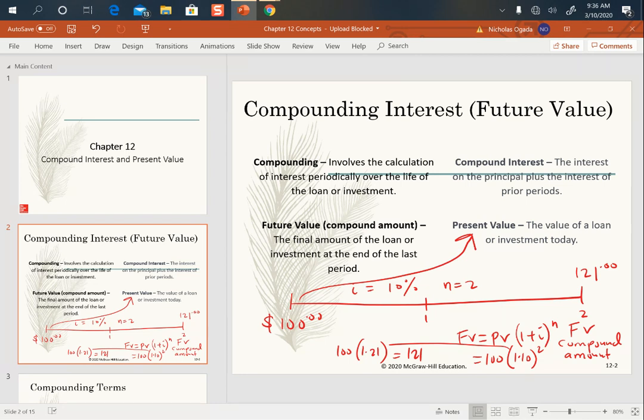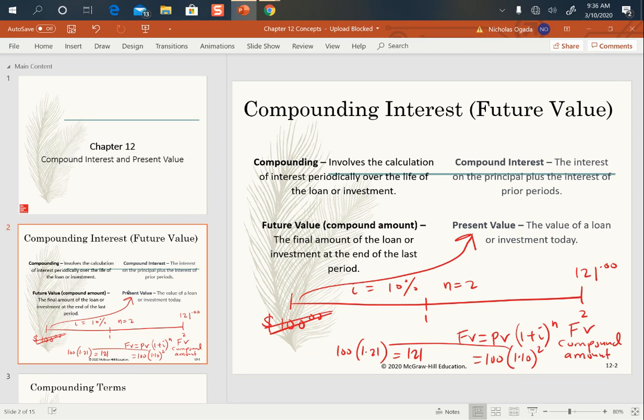I'm just showing you a quick overview of the concept, what we mean by the present value and the future value. So the present value in this case is $100, and the future value, of course, is 121. So let's assume you're not being given this, and you're given the future value of 121, and you're being asked to determine, of course, the present value.